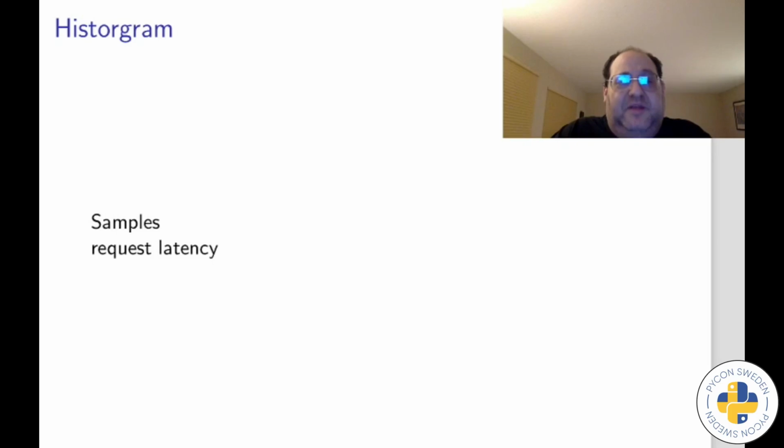Probably a more realistic example is request latency. At any given point, you can have a lot of requests or a few requests, but either way, each request would have some latency associated with it, and that histogram is, of course, super useful to know what's going on with your service.